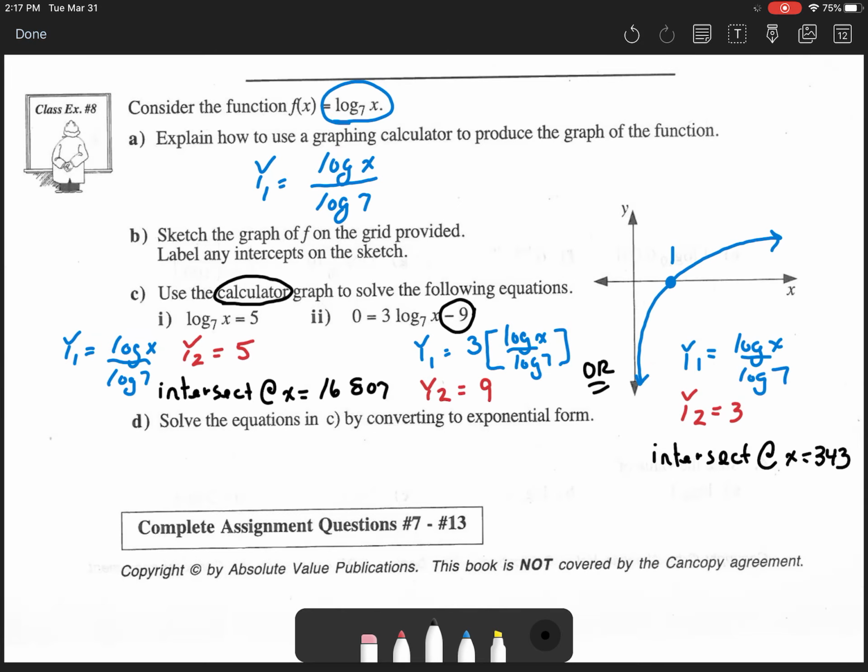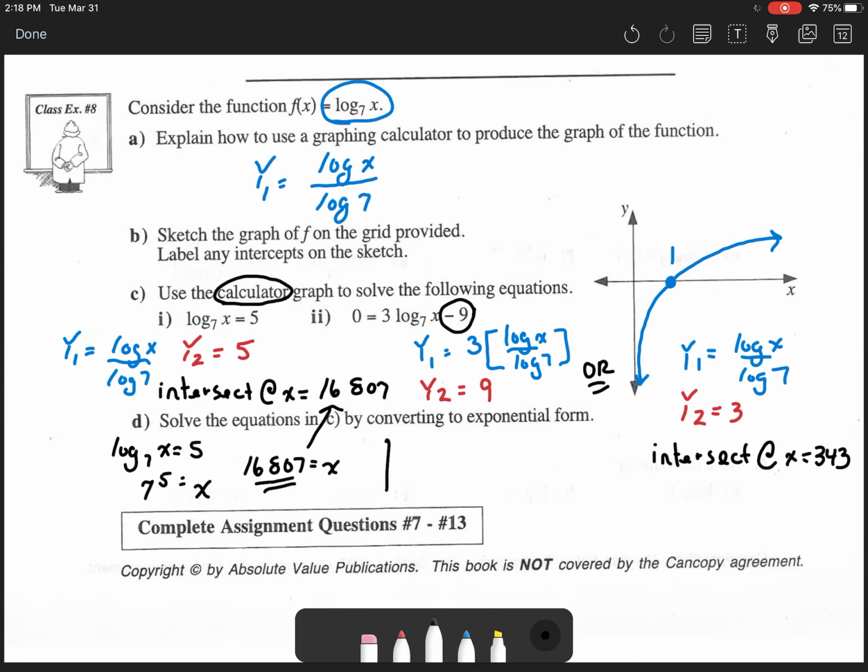D now asks me to do the same two questions, but by converting to exponential form. So they want me to solve them algebraically. In the first one, I have log base 7 of x is equal to 5, and I want the value of x. I just convert to exponential form: 7 to the exponent of 5 is equal to x. Now in my calculator, I simply go 7 to the exponent of 5, which is 16,807. So 16,807 is equal to x. And you'll notice that's the same answer I got when I solved it graphically.